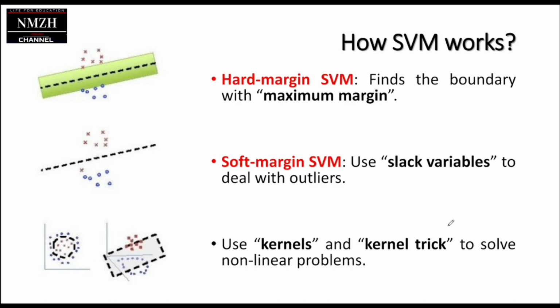We did discuss the terminologies in the previous slide. One is the support vector, the other one is the margin, and one more is the hyperplane, right? So hard margin for SVM finds the boundary with the maximum margin. So meaning the support vector with the line is having the maximum length. Okay, so that is what we call the maximum margin.